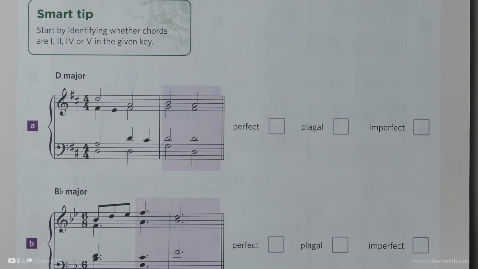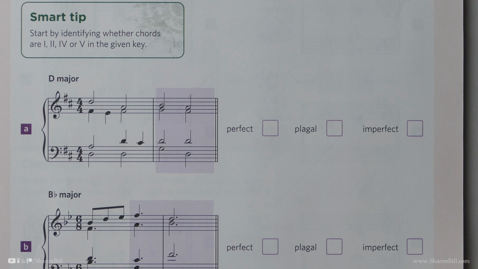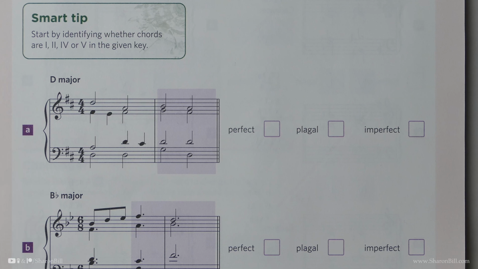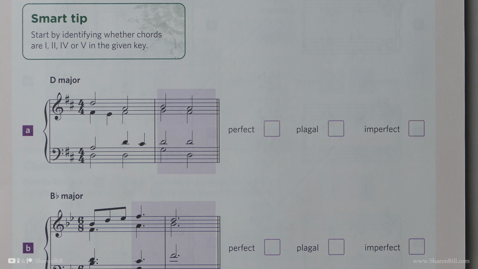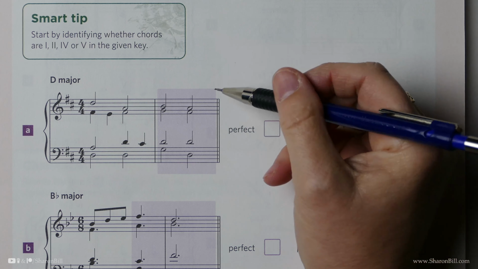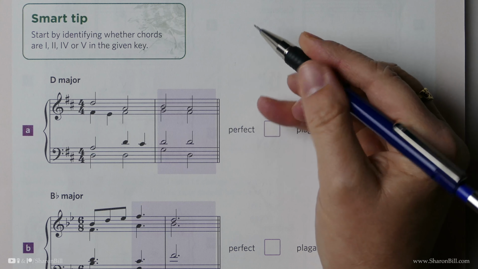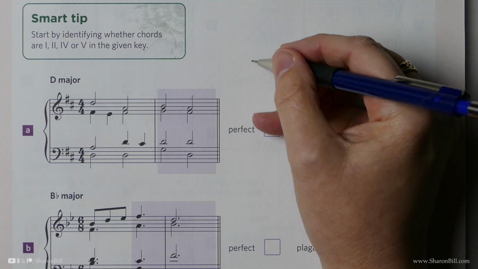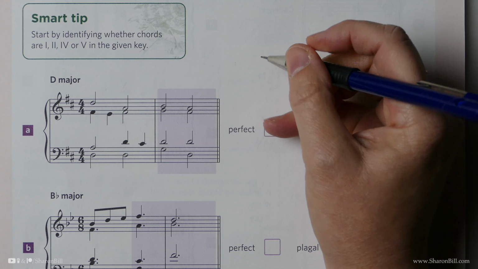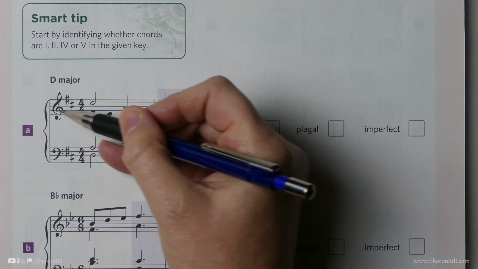We always have to find out what key we're in first, then we have to name the chords, and that will give us our cadence. And we are best just mapping everything out first. If you just get all of your nuts and bolts down on the page, all the thinking's done for you. So here we're told we're in D major.